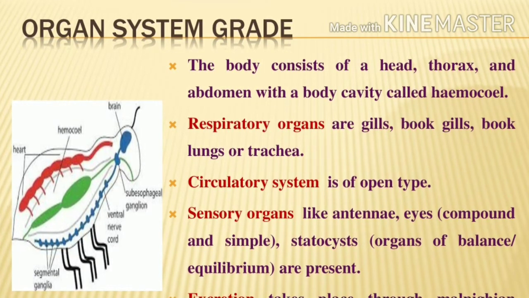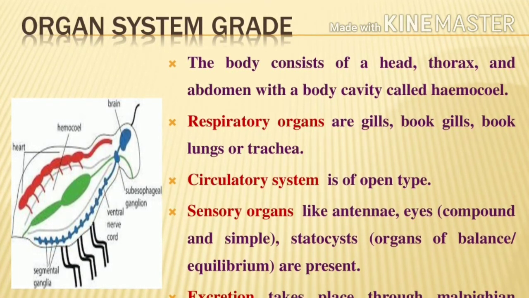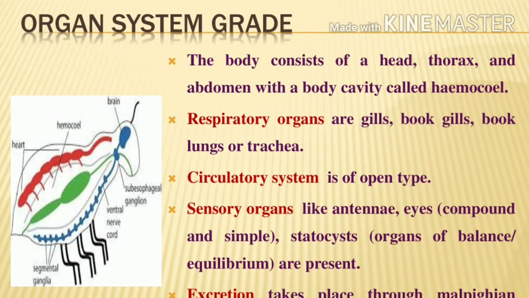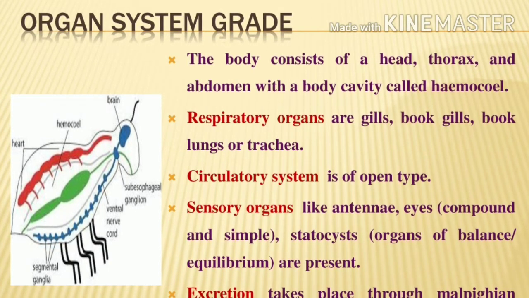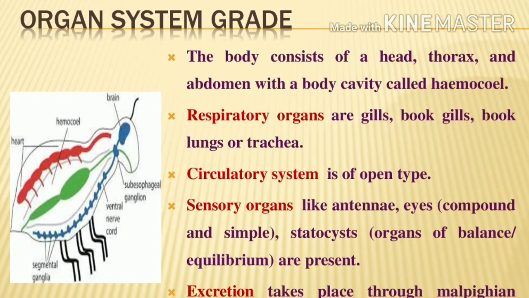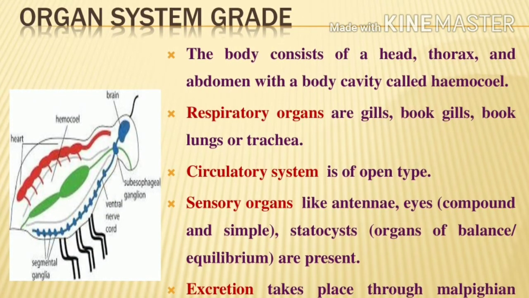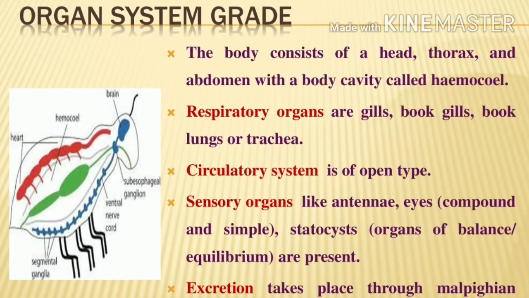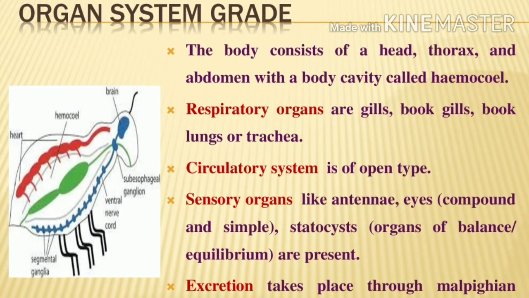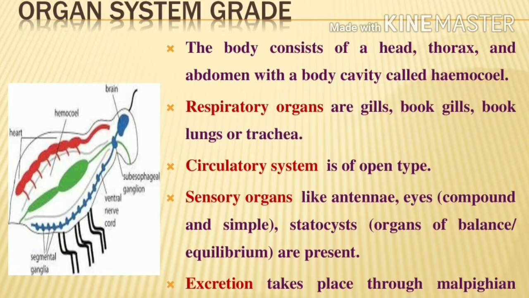The first organ system is the respiratory organs. What are the respiratory organs? They are helpful in transporting gaseous exchange. How is this respiratory function done? By gills, book lungs or trachea. These are the three main parts present in the respiratory organs. Next we study the circulatory system. The circulatory system is open type. What is the meaning of open type? In open type there is no differentiation of blood vessels and capillaries. So that is the open type of circulatory system.